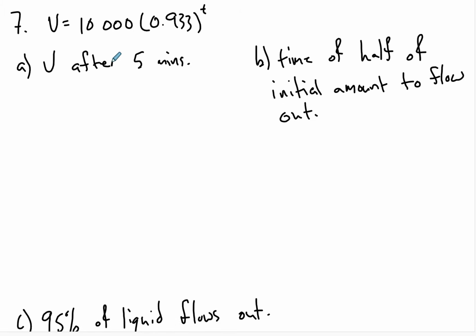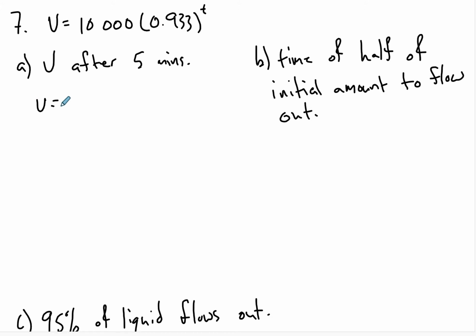Last but not least, I was a little bit lazy here and I just wrote out the equation, but we're talking about a tank that has 10,000 liters and it's losing its liquid at a rate of 0.933 to the power of t. So the first thing that we need to do is plug in 5 minutes for t to figure out what our answer should be for losing all of that liquid over the first 5 minutes.